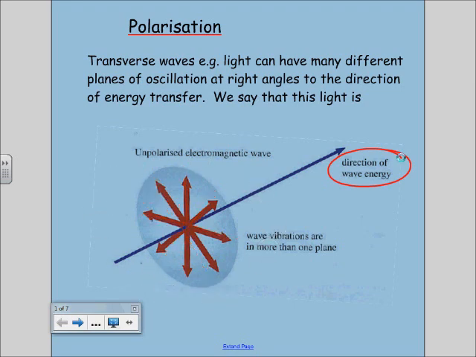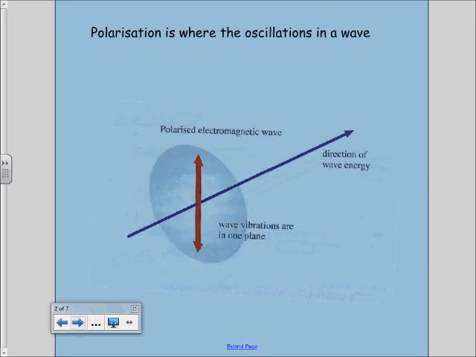All right, so if there are lots of different things present, we say that the light is unpolarized. Underline that word there. In contrast, if we polarize the light, we now see that we only have one plane of oscillation present there.